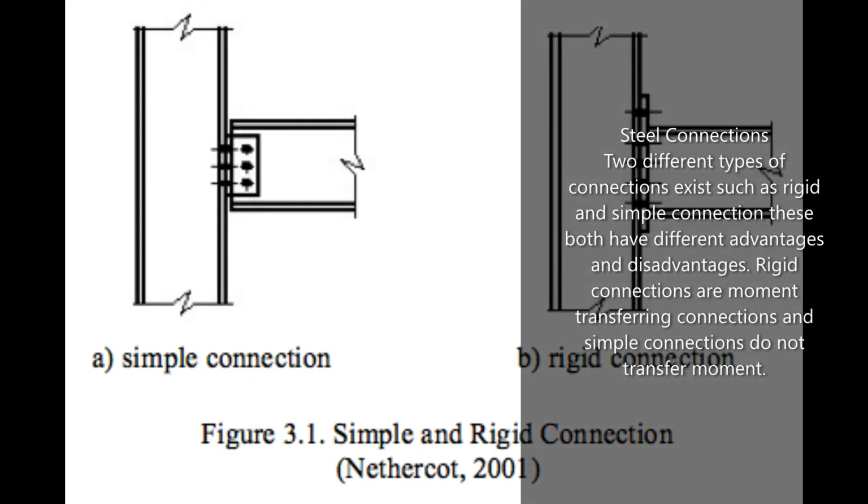Finally, for part 1, steel connections. 2 different types of connections exist, such as rigid and simple connections. These both have different advantages and disadvantages. Rigid connections are moment transferring connections, and simple connections do not transfer moment. When designing the structure, all rigid connections were used. When a beam-to-beam connection is created, they are bolted and become a simple connection. This changes when a form of moment restraint is added to the connection, such as a stiffener, and moment is then transferred.